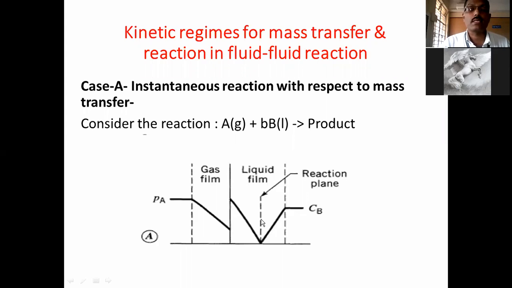So this is case A. When the concentration of B goes on increasing, the diffusion rate of B increases as compared to A. So B will diffuse more in the liquid film, and this plane will move towards the interface, because the concentration of B here is more as compared to A. A will be less and B will be increased, so the reaction plane moves towards the interface. That is case B.